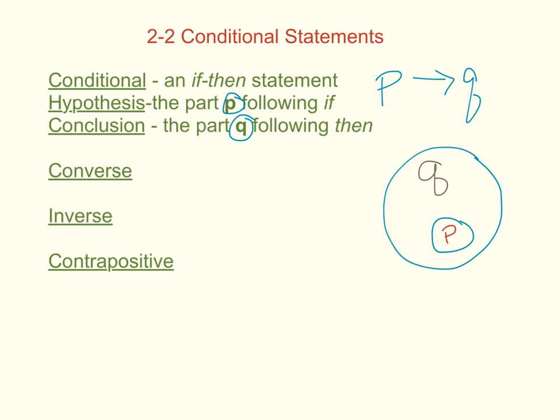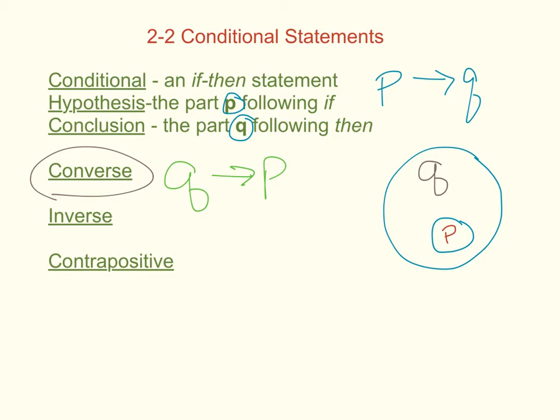The converse is the next word listed, and converse is the term that is used to take the conditional and flip it. So earlier I said, if the measure of angle A equals 15, then angle A is acute. Well, now, if I'm writing the converse, I'm going to say, if angle A is acute, then the measure of angle A equals 15. So the converse is Q implies P, or if Q, then P.